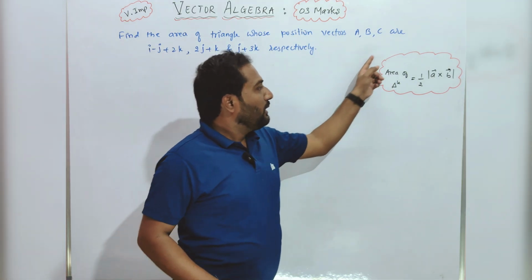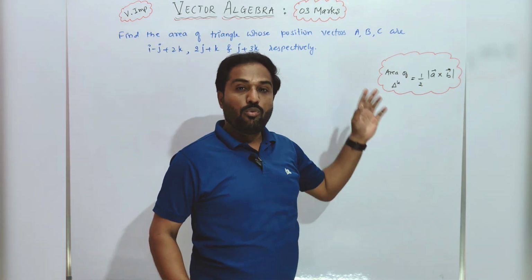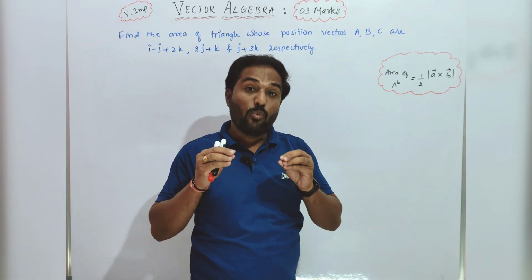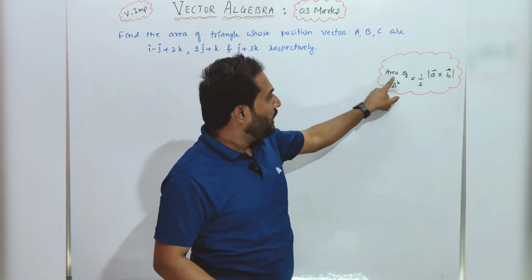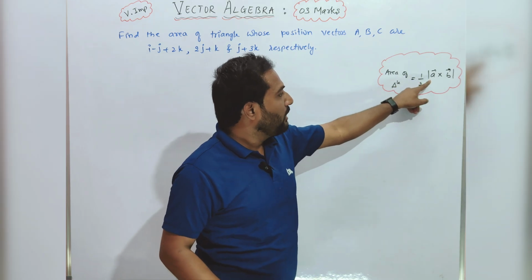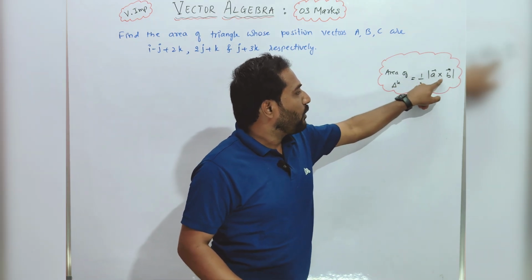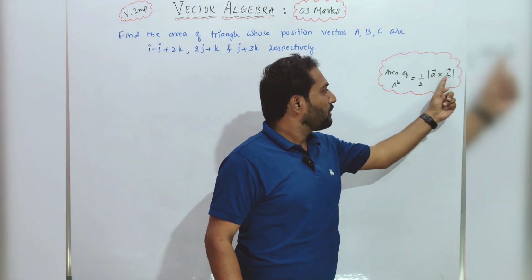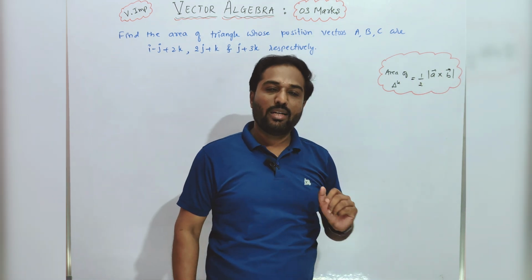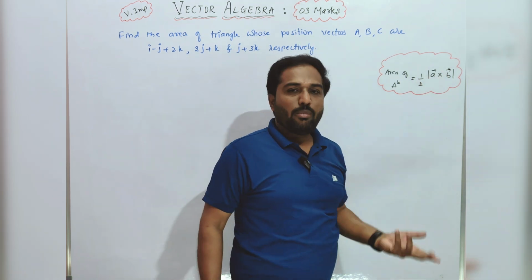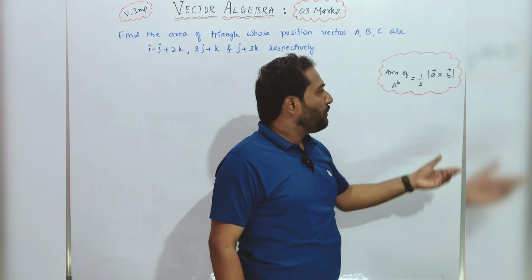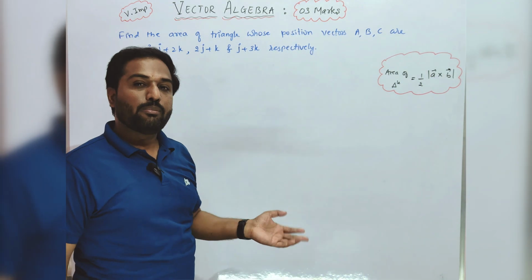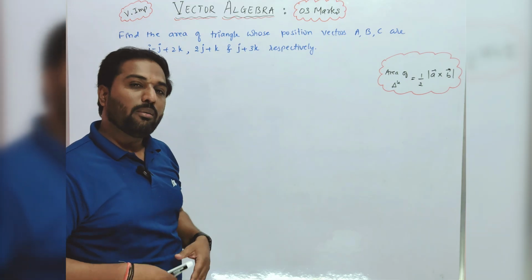Okay, and this is a formula to be remembered to find the area of a triangle for the given vectors. What is it? Area of triangle is equal to half of the magnitude of A cross B, which means you need two vectors, A cross B. You need to find the cross product, then apply its magnitude. This is very simple. First we need to find only two vectors because three vectors are given. Let us make them two by using the position vector formula.